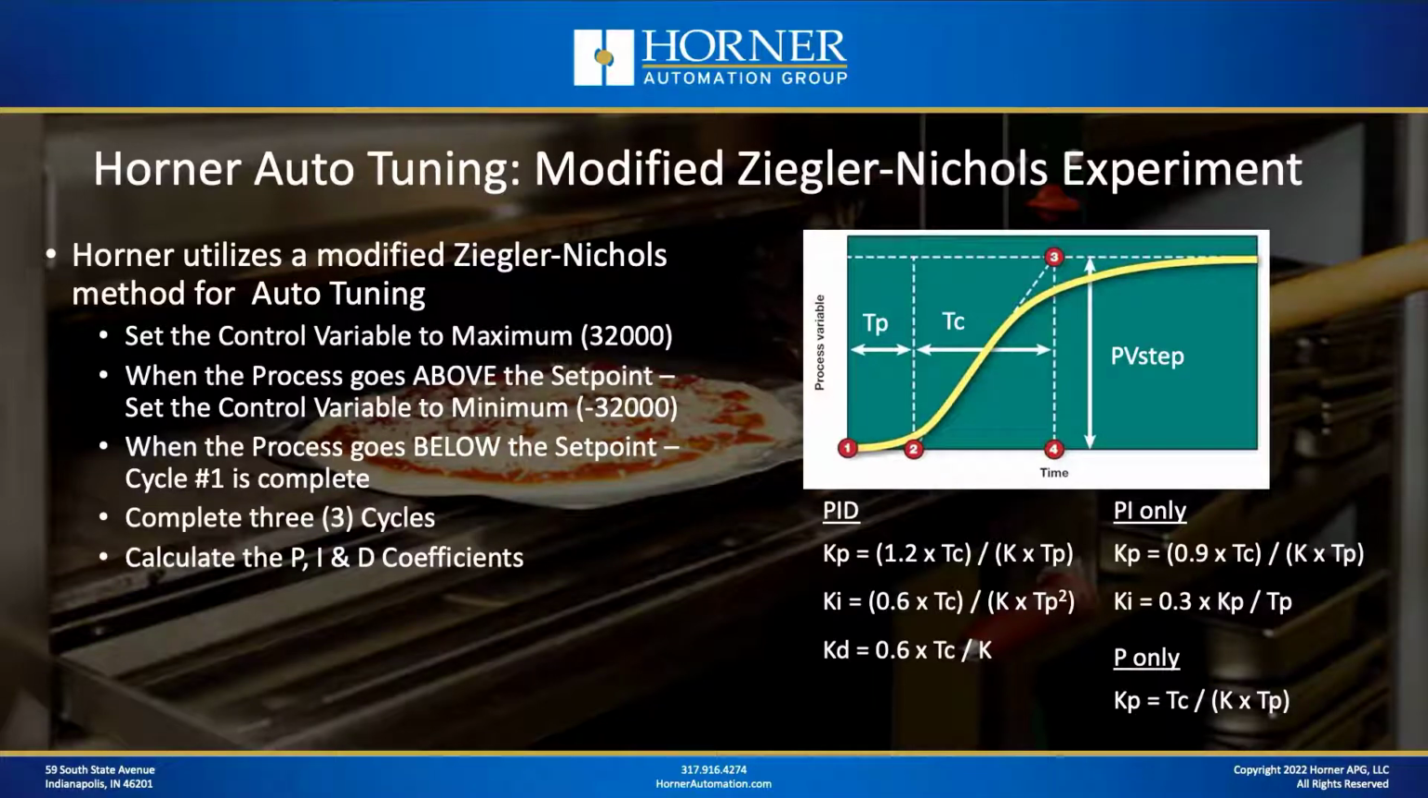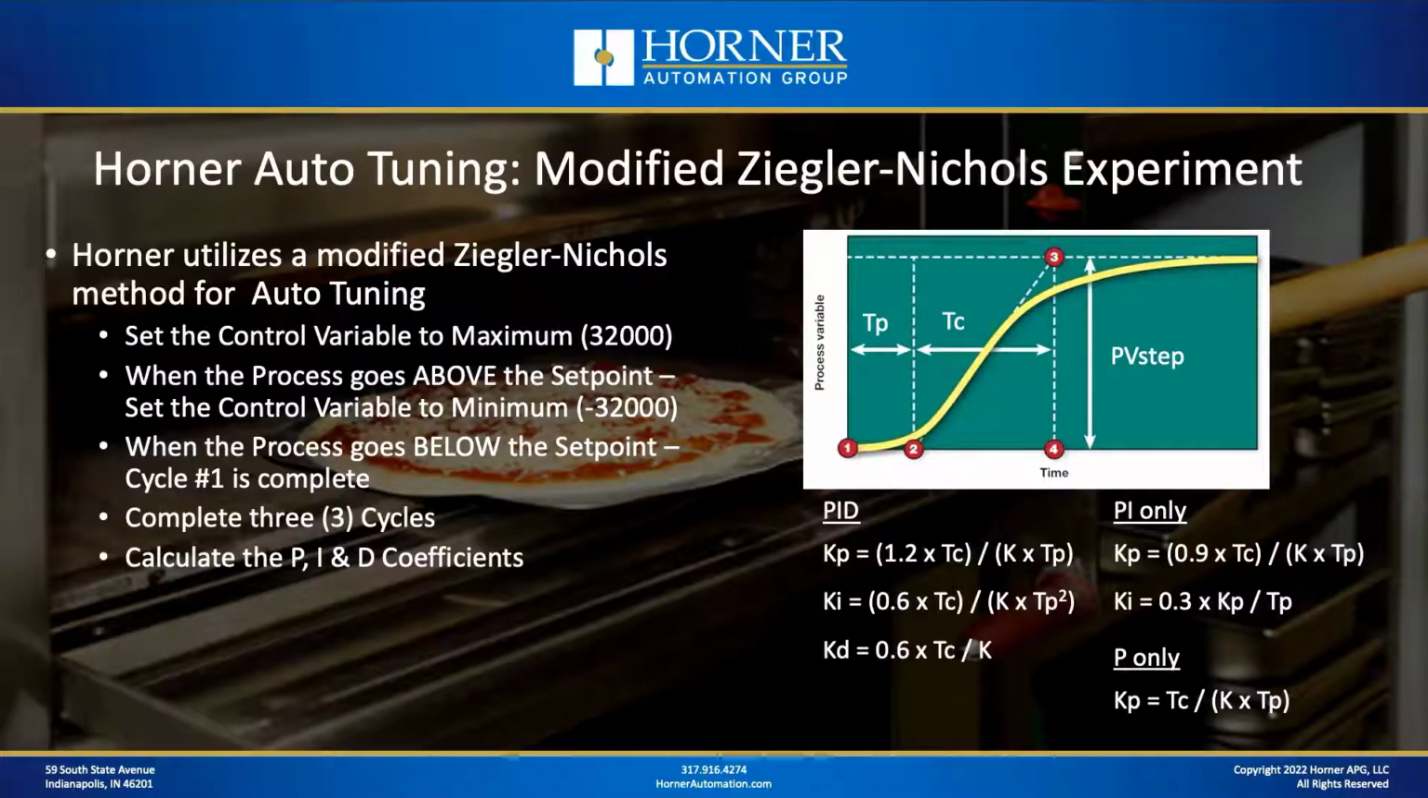We start with the control engineer, the one who is monitoring the tune. The control engineer is going to plug in an appropriate set point value for the experiment. So in our pizza oven, maybe 600 is the set point we want to use. Then they're going to kick off the auto-tune process.